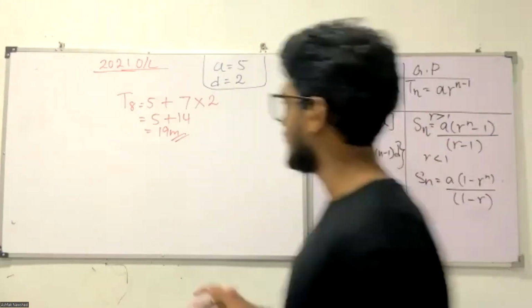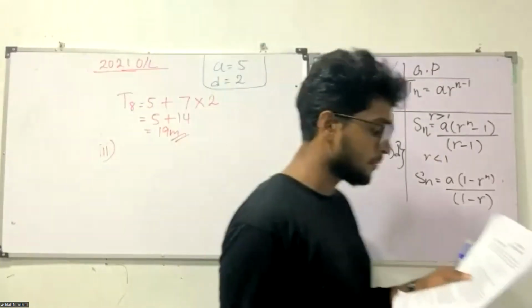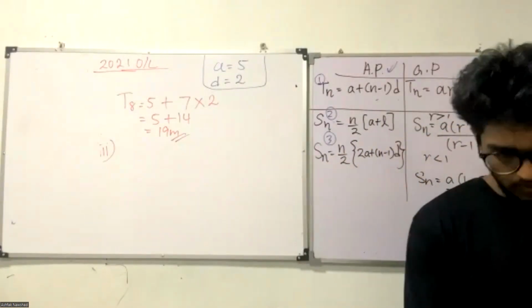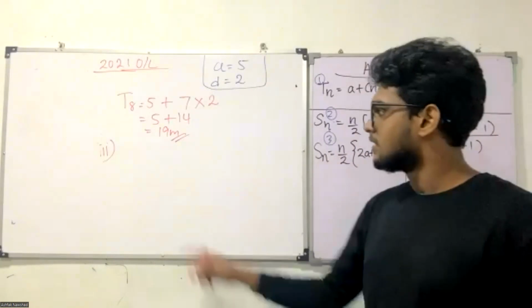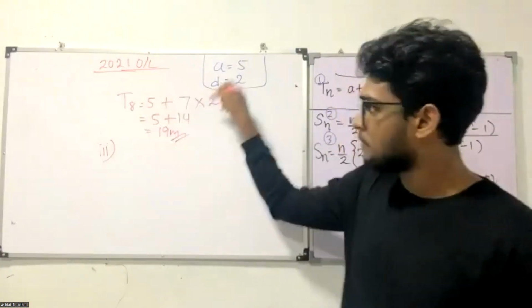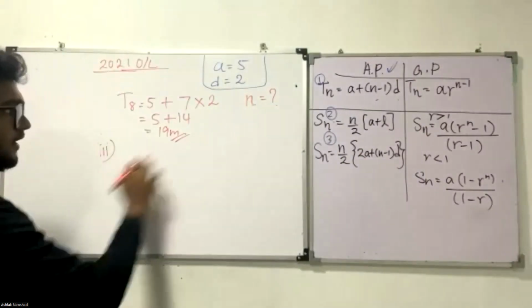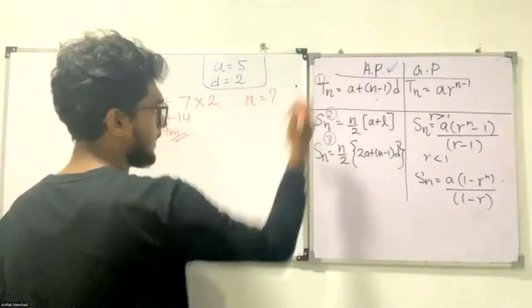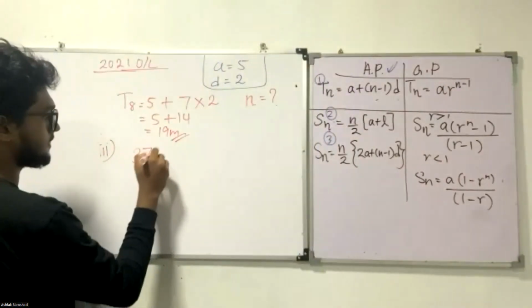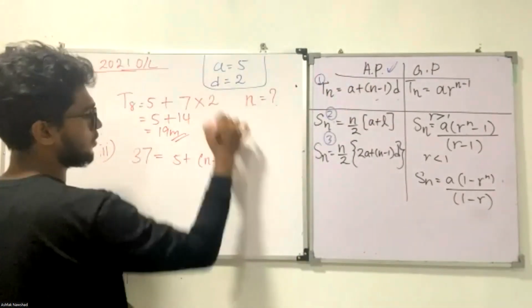Let's move on. In the third Roman number, they are asking which flowering bush is 37 meters away from the tap. So we are going to use the same formula, but we do not know n here. In the Roman number 3, we have to find n. We know Tn is 37, so 37 equals a plus (n minus 1) into d.